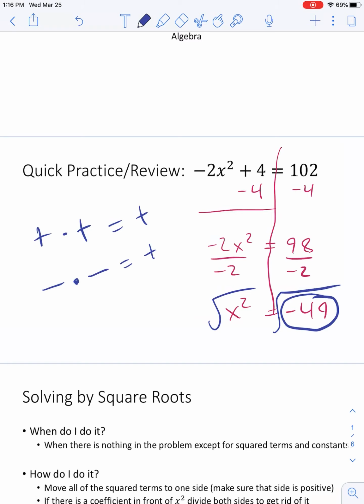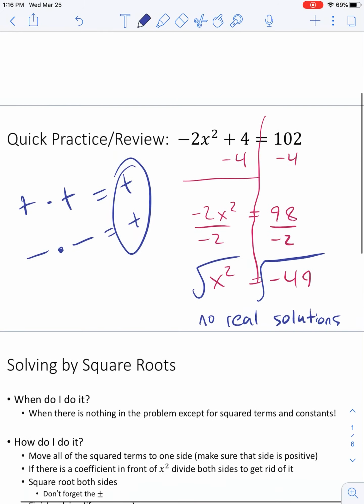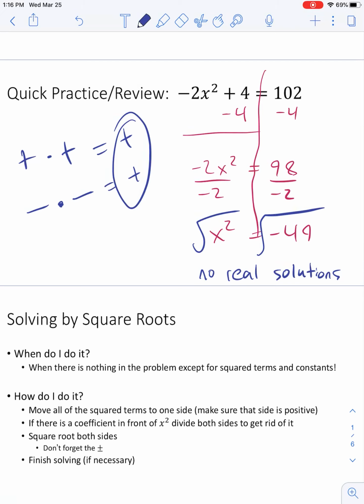So no matter what you do, when you multiply a number by itself, you always get back a positive, but I'm being told I need to get back a negative. That's not possible. So if you're ever trying to square root a negative, it means this problem has no real solutions. Later in your math career, you'll learn about imaginary solutions, but not here in Algebra 1. So we're just going to say our answer is no real solutions.